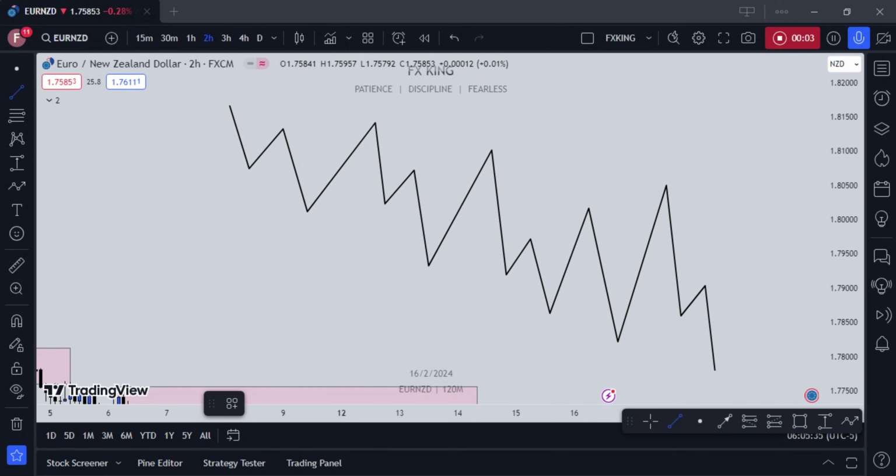So in this video, we'll be talking about internal structure, how you can trade internal structure and how you can be profitable trading internal structure. So without wasting any of your time, let's take a look at the chart.